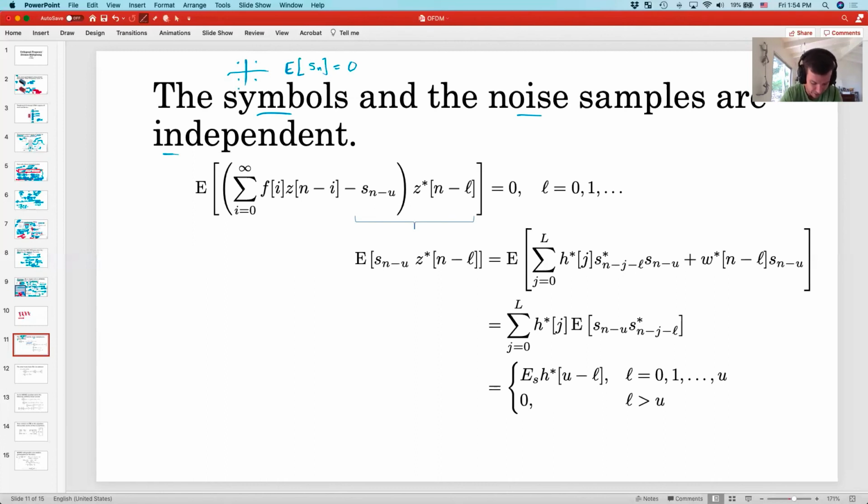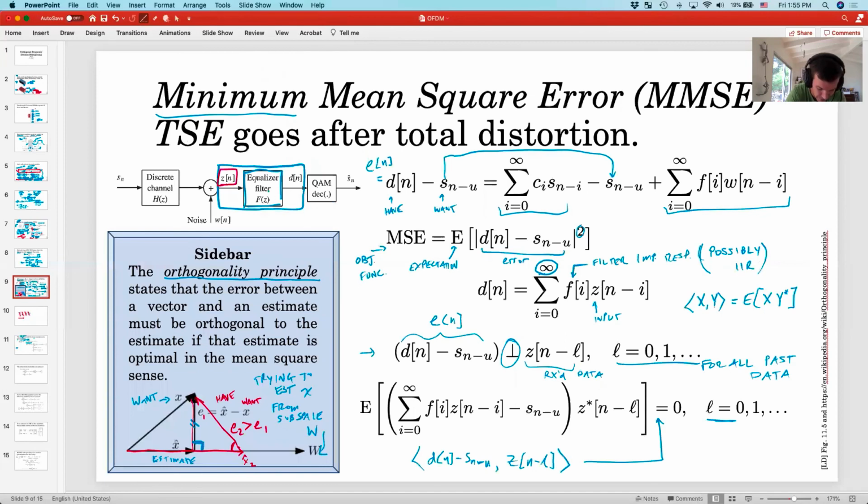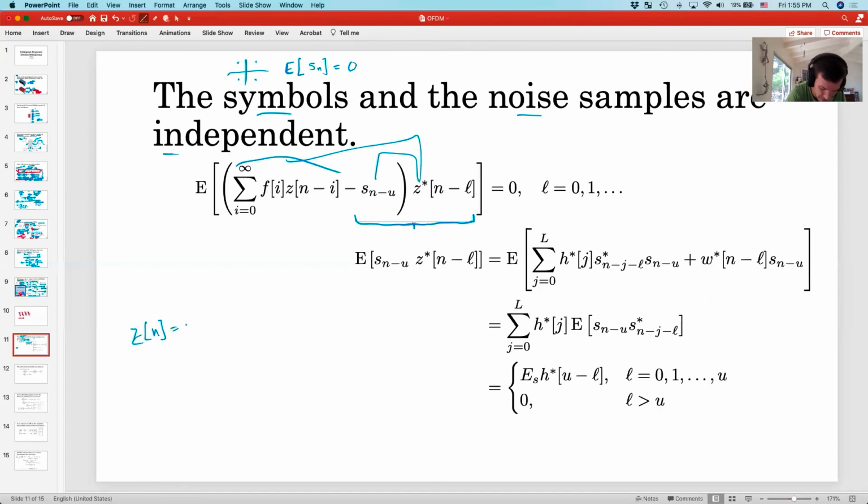So this expectation, you can think of it as multiplying this and this, and then this and all of this. And so we'll do the second thing on the next slide, but on this slide, we're just going to focus on the expectation of these two. Okay, so what we've got here is the expression for z of n minus l. So what was z again? Z of n, if we flip back here, is the S of n convolved with H of n, the channel, plus the additive noise.